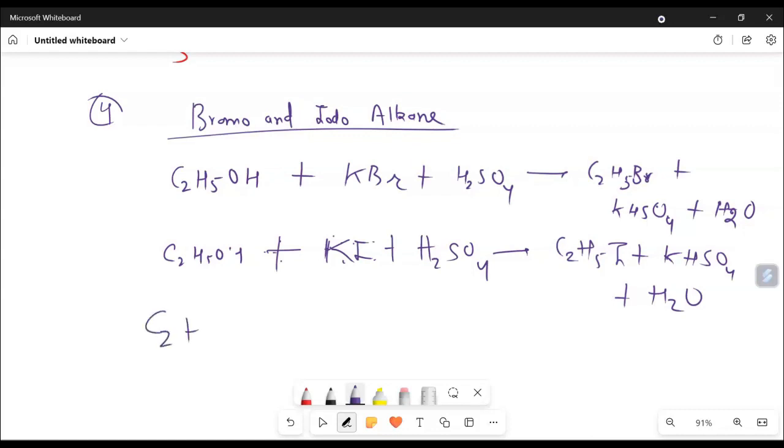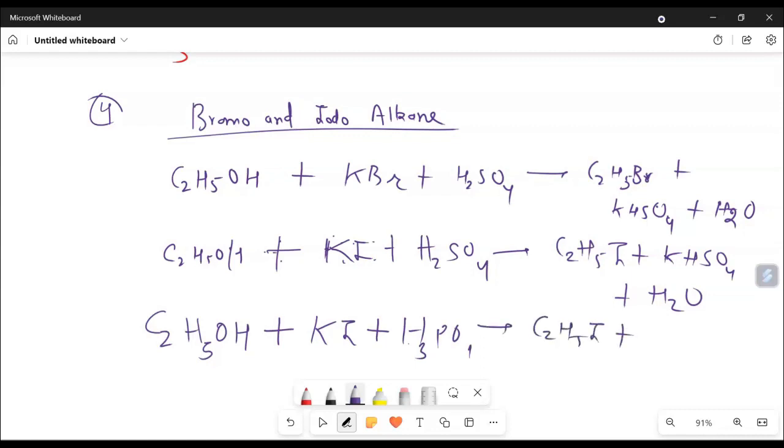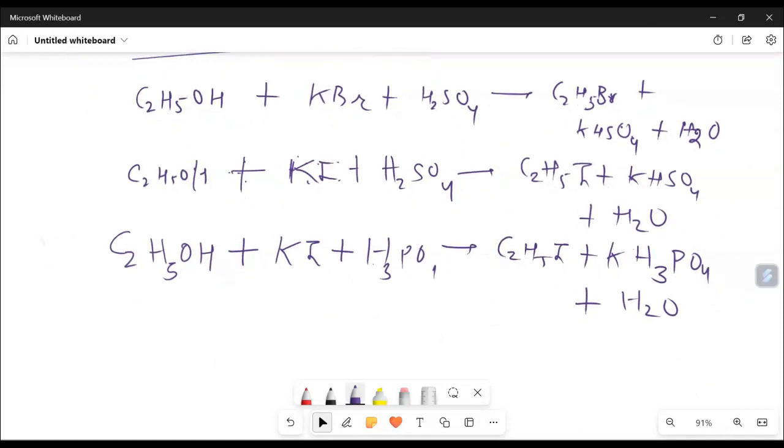And another method is C2H5OH plus, what do you have to add? You can add KI plus H3PO4, which will also give C2H5I plus KH2PO4 plus water. Remember what I am saying. So these are the reactions with bromo and iodoalkane. You can write them down.